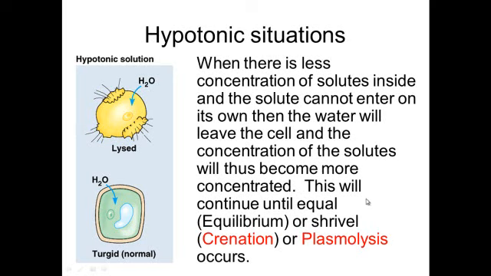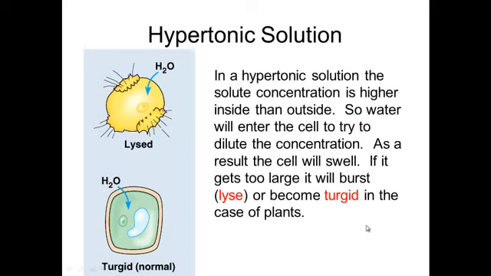Okay? Isotonic water is going to enter and leave at the exact same rate. A hypertonic solution is when you have a higher concentration of solute on the inside than on the outside, and so the water will enter the cell to try and dilute the concentration. When it tries to dilute the concentration, the cell will swell and it'll cause it to lyse. Lyse means rupture, and so this picture is showing it rupturing. Or in a plant cell, it becomes turgid.